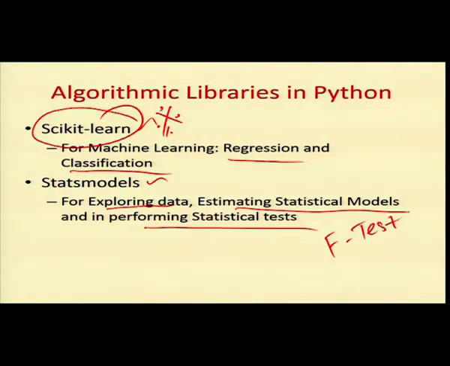Something like F test, yes, function is available. ANOVA, yes, function is available. Chi-square, yes, function is available. So all these functions are inbuilt within the statsmodels library. These are the algorithmic libraries that are used in Python. Apart from these statistical models, we can find many different inbuilt functions within statsmodels.